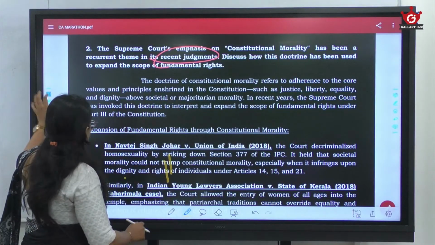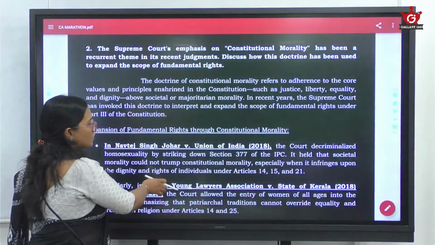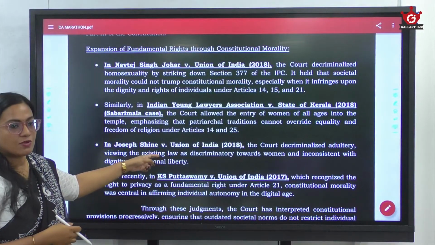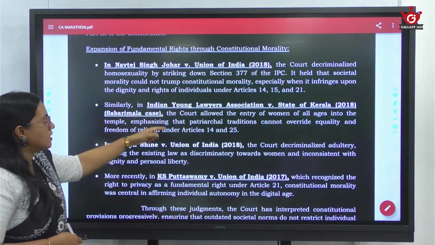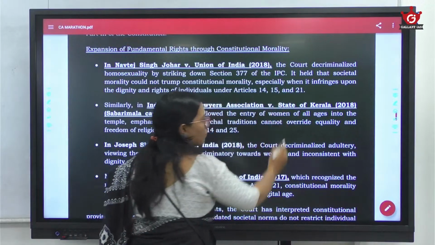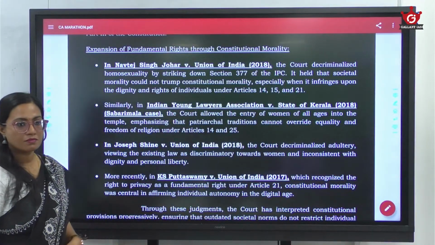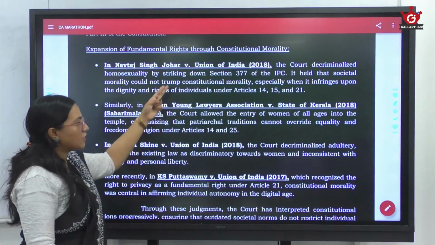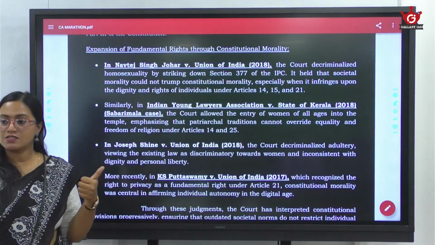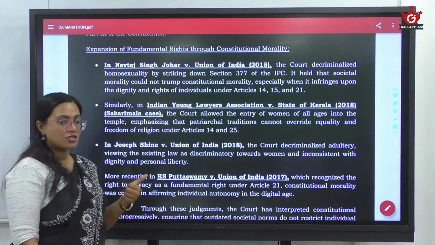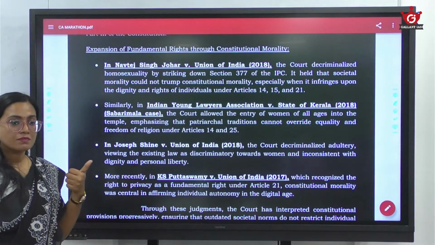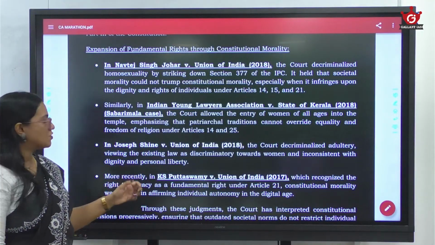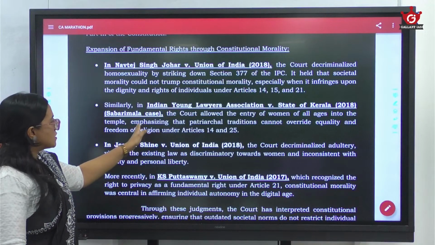Now, one is Navtej Singh Johar vs. Union of India, 2018, which actually decriminalized homosexuality. That is against Articles 14, 15 and 21. Okay, such questions should have cases and the articles. It's about fundamental rights, right? So the mentioning of articles related to fundamental rights is important there. Which are the articles which are infringed by these judgments? Indian Young Lawyers Association, this is the Sabarimala case.